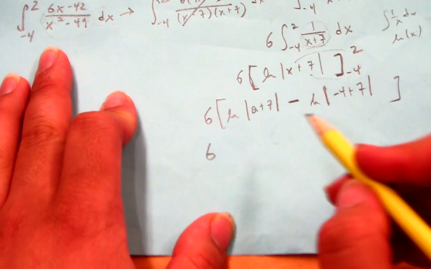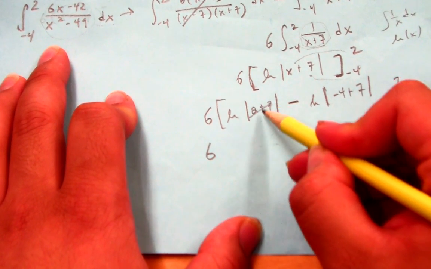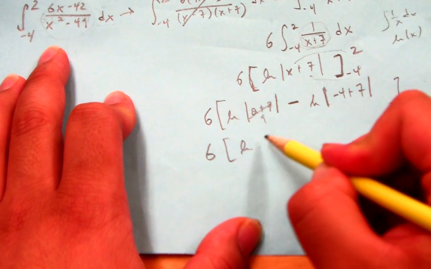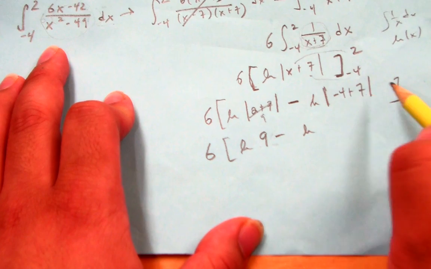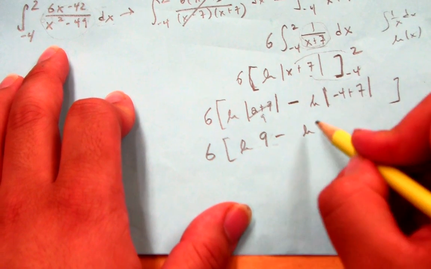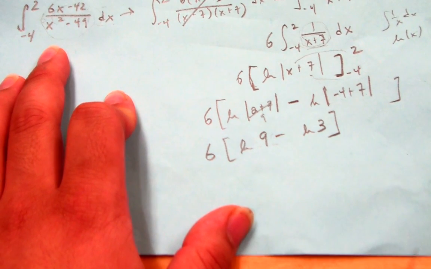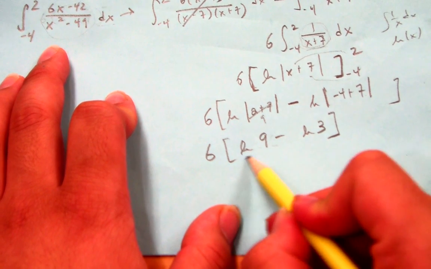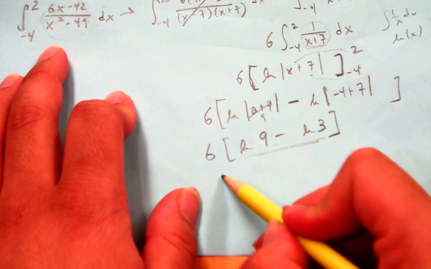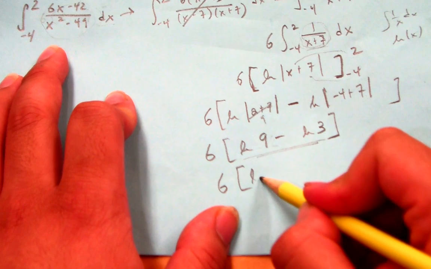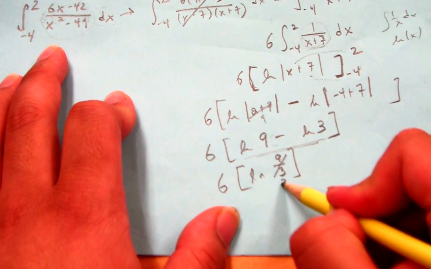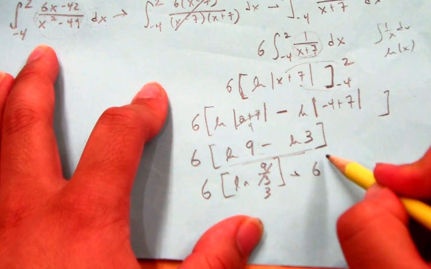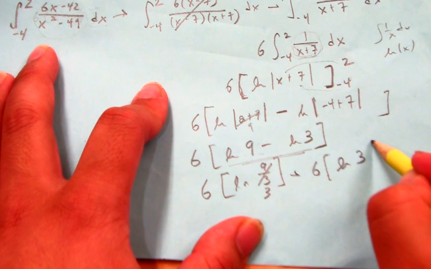6 times, let's see, ln of 2 plus 7 would be 9, absolute value of 9 is still 9, so ln of 9, minus ln of, see, -4 plus 7 is 3, absolute value of 3 is still 3. Okay? Well, by the properties of logarithms, you should know that this can be written as the ln of 9 over 3, which of course is just 3. So the problem furthermore becomes 6 times the ln of 3.